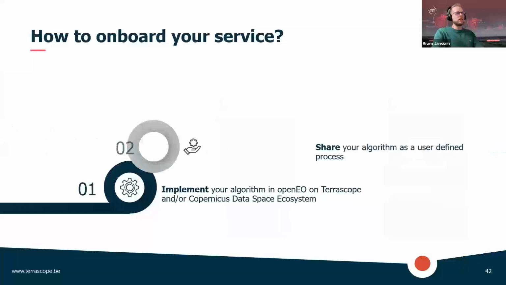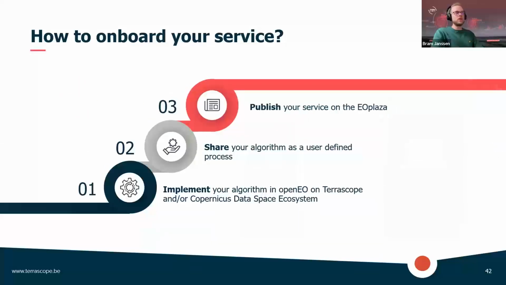That brings me to my last slide. So how can you actually onboard the service onto the EOplaza? First of all, you should implement your algorithm or your service in openEO, and you can choose the Terrascope environment, the CDSE environment, or the federation, where you have more data sets and more processing capacity by combining the two platforms.